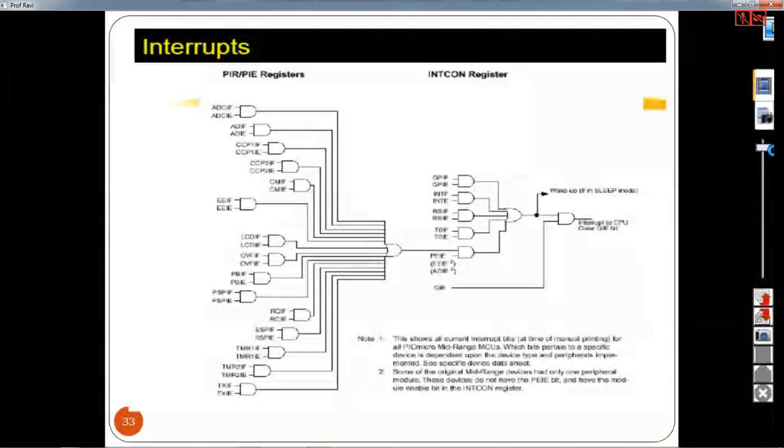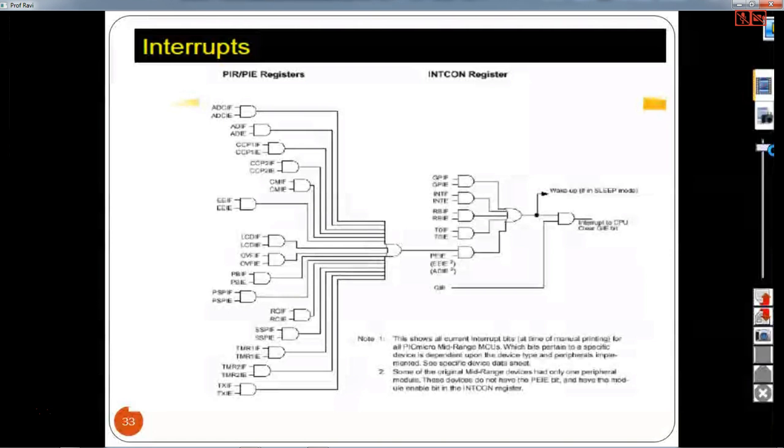Alright, so now if you try to see, these are the features of 16F77 microcontroller and its architecture. But the architecture here is Harvard architecture, as we said. Okay, Harvard architecture.